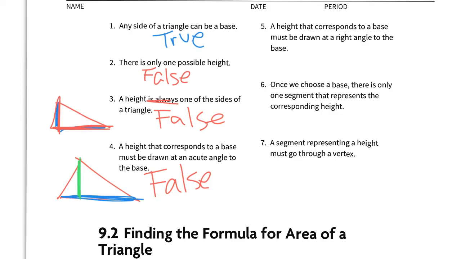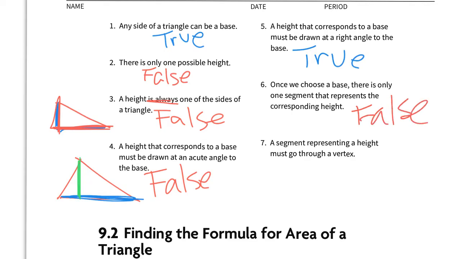Let's get back down here. Okay, a height that corresponds to a base must be drawn at a right angle. We just talked about that, so that answer is true. We know that's true because we just talked about it right here. Once we choose a base, there is only one segment that represents the corresponding height. We're going to call that false.